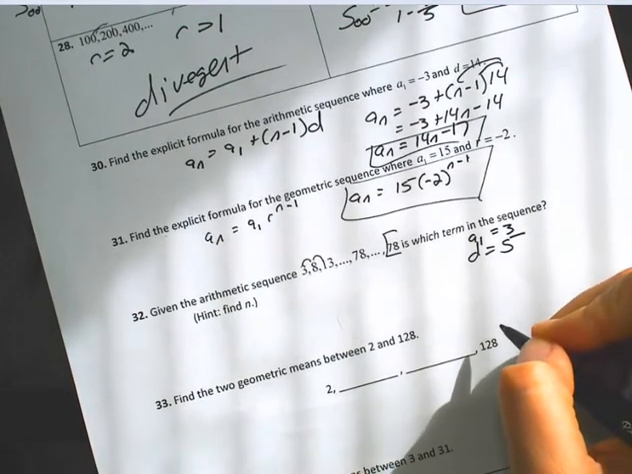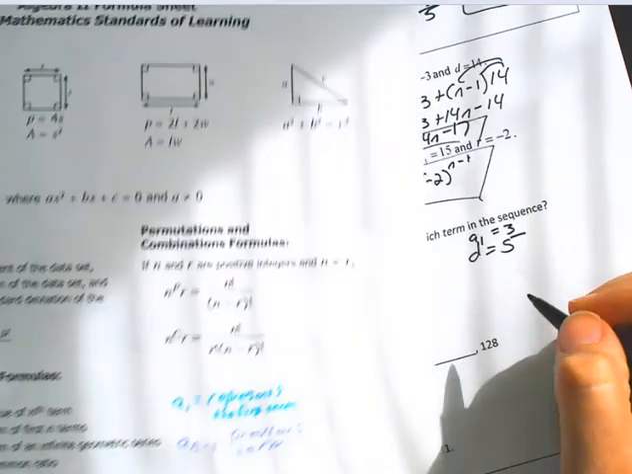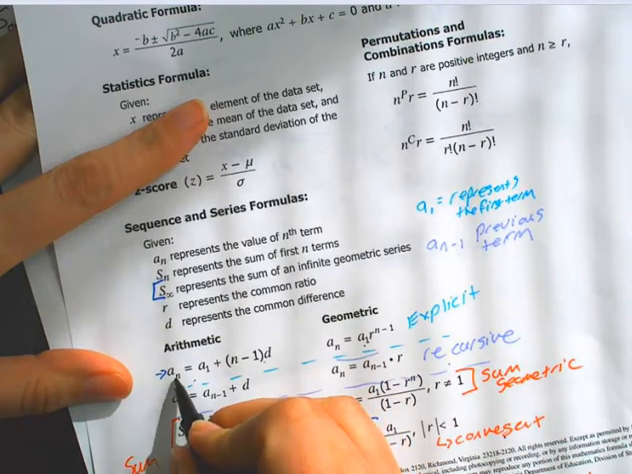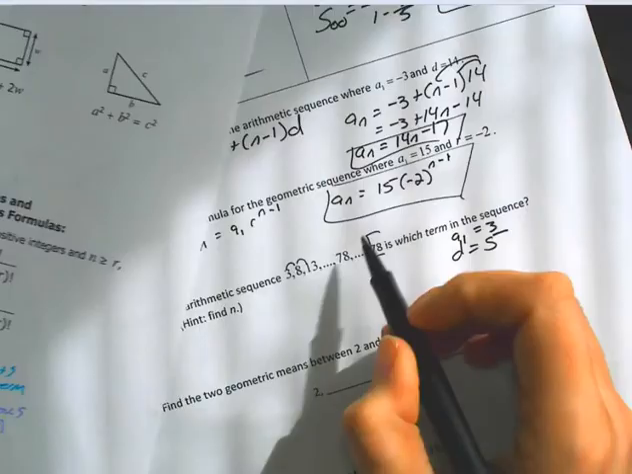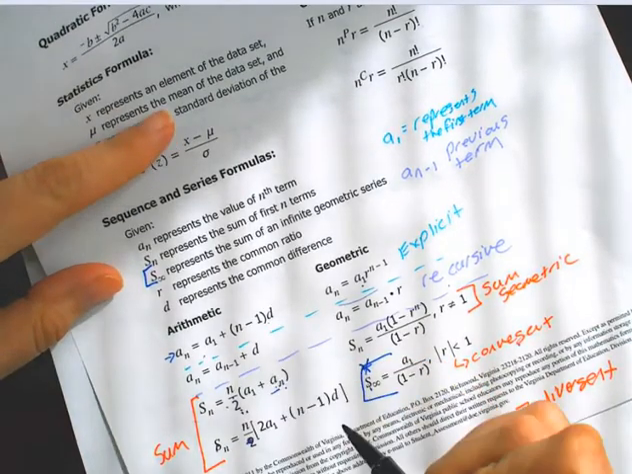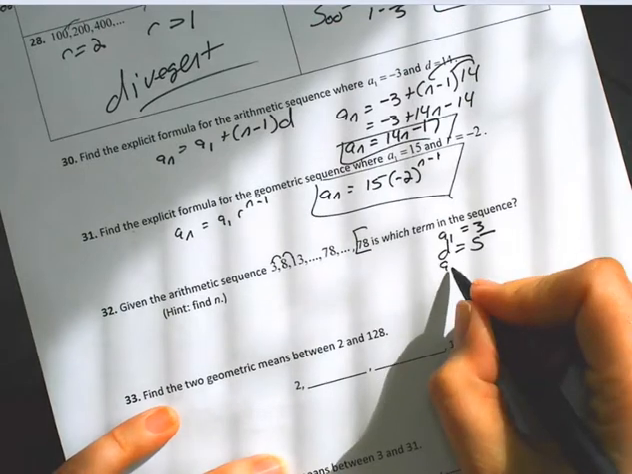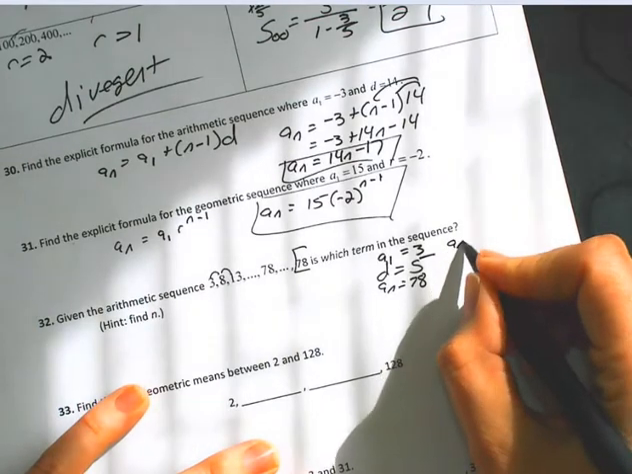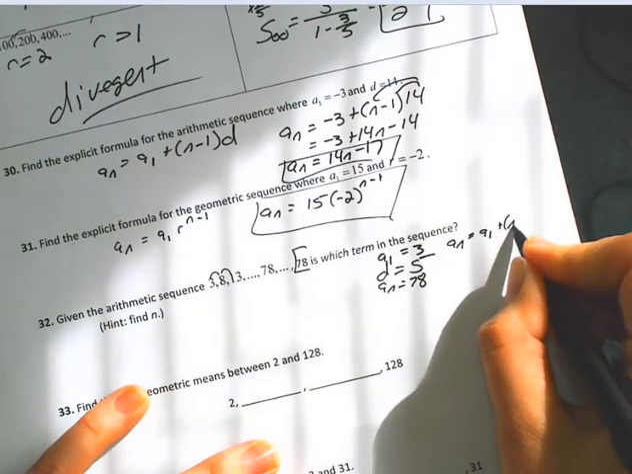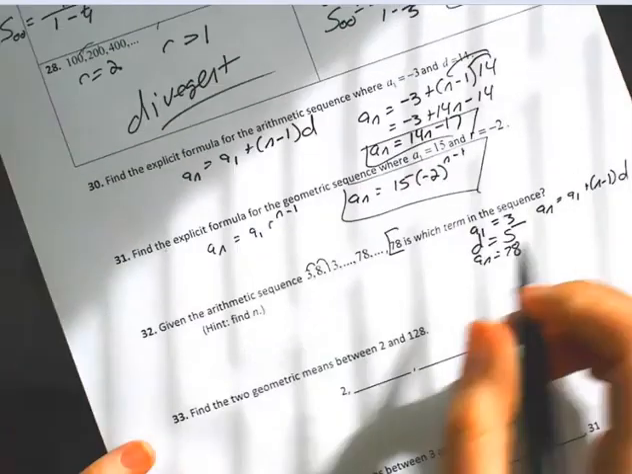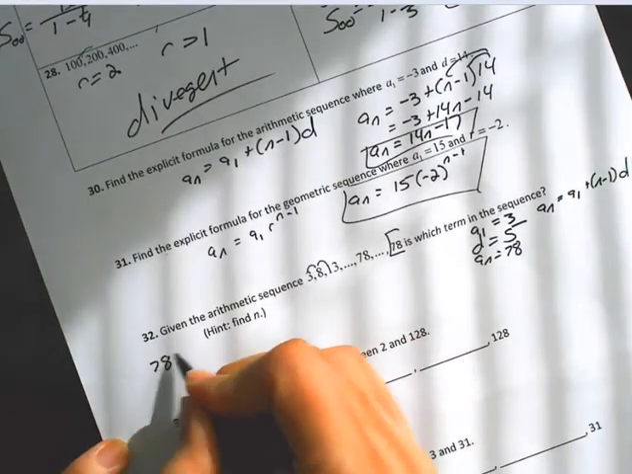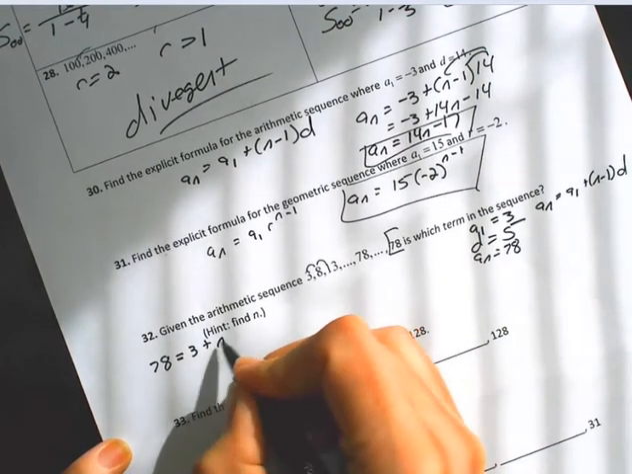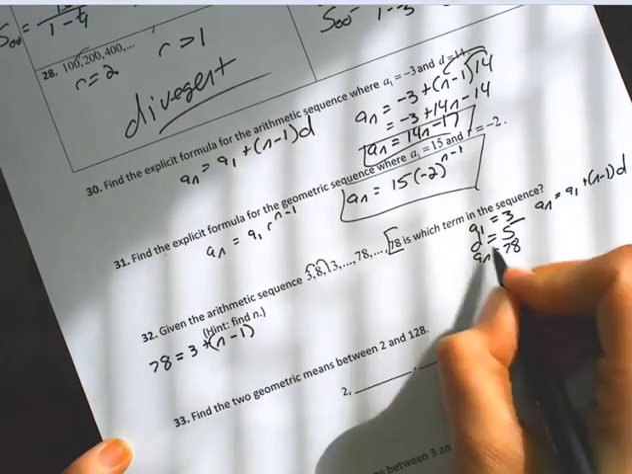All right, so let's see what formula we can use. For this particular one, they want to know what n is. I've got a1, I've got a sub n, because that's the 78. I know what d is, and then I can solve for n. So a sub n equals 78, and I can use this formula: a_n equals a_1 plus n minus 1 times d. So 78 equals 3 plus, n is what I'm solving for, minus 1 times d, which we said was 5.